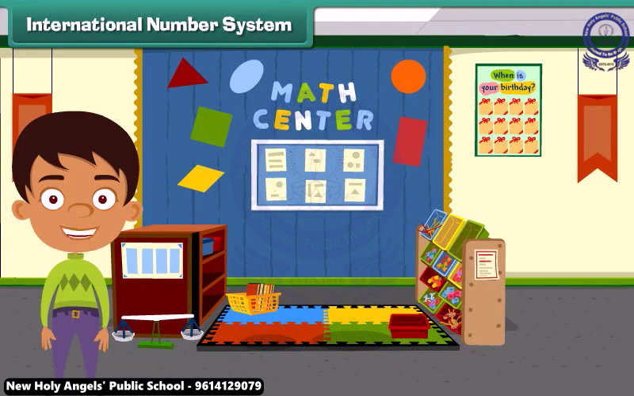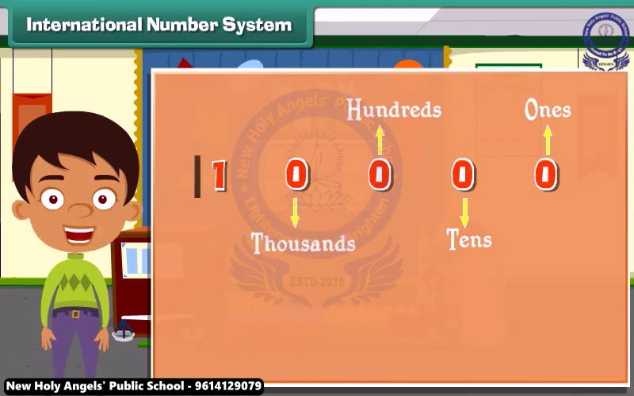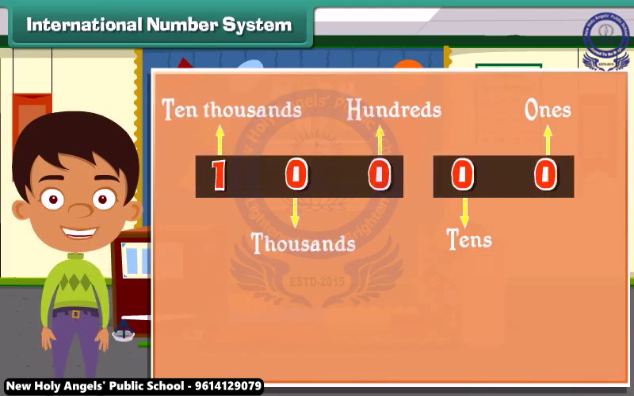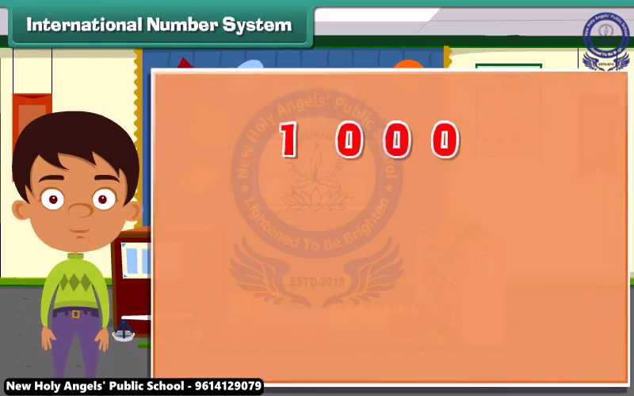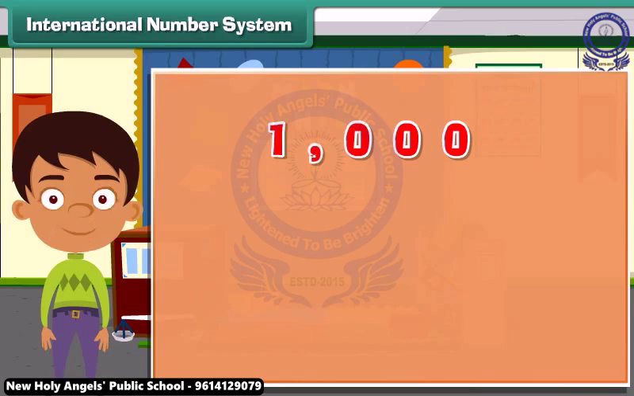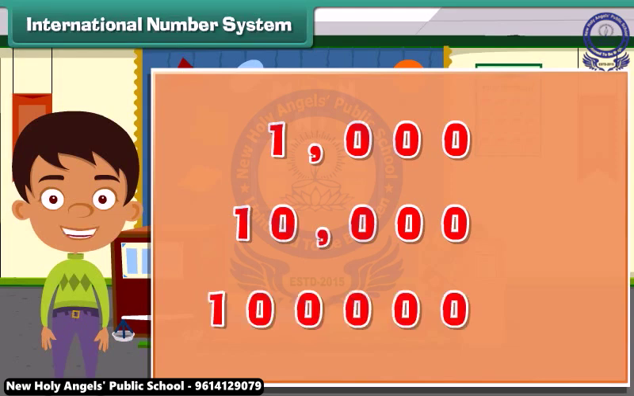International number system. The International number system groups the digits into sets of 3 each, starting from the right. 1000 is written as 1,000. 10,000 is written as 10,000. 100,000 is written as 100,000.